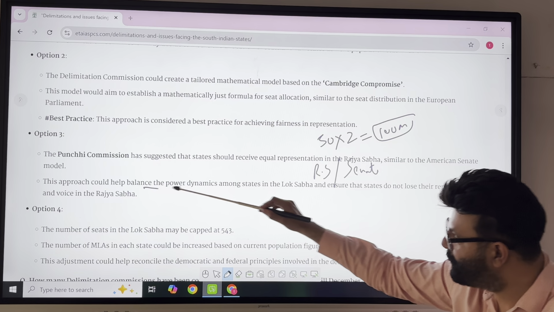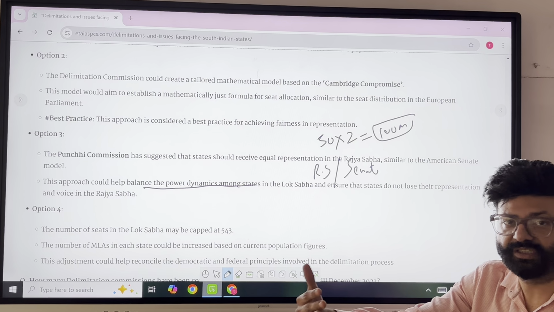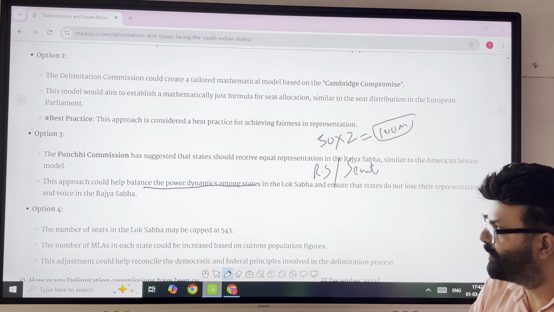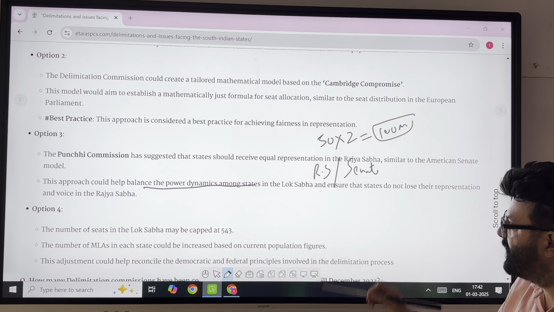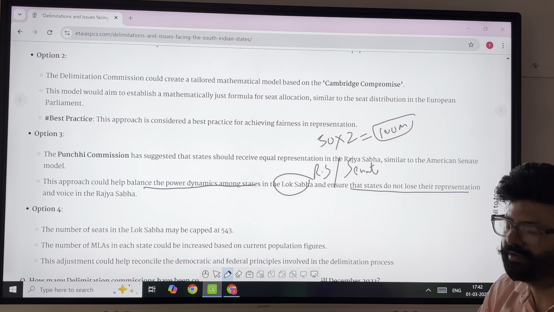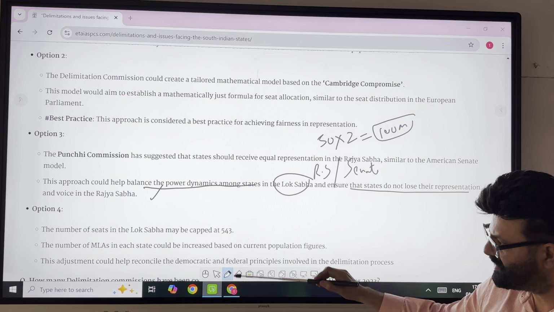It will balance the power dynamics among the states. So it will not be a population rush. Okay, who is having more population will get more number of seats. So it will balance out. It will balance the power dynamics in the Lok Sabha and ensure that state does not lose their representation and voice in the Rajya Sabha. So this is the third option.